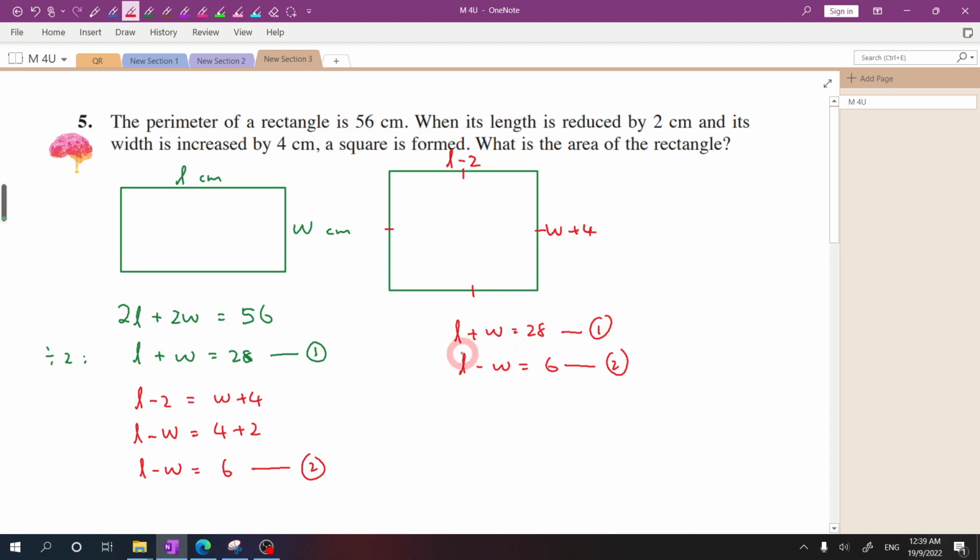So you can choose to eliminate L or eliminate W. Let's say I want to eliminate W. Try to think. Here you have positive W. Here you have negative W. You should use plus or minus so that they will become 0. I think you know the answer, which we need to use plus, right? As I told you just now, if their signs are different, one positive, one negative, we will use plus. If their signs are the same, positive, positive, or negative, negative, we will use minus.